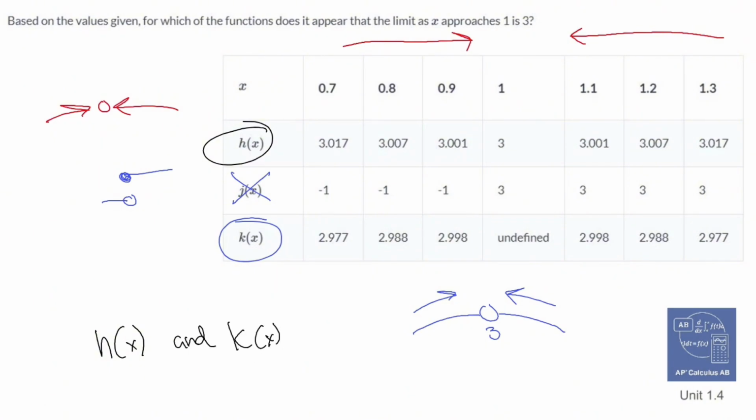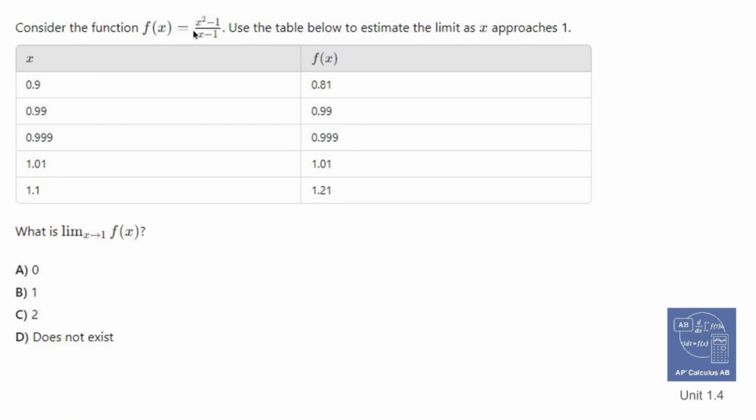Consider the function f of x equals x squared minus 1 over x minus 1. Use the table below to estimate the limit as x approaches 1. Alright, well, in this, I know that I can't plug in 1, because if I plug in 1, I get something that's undefined. That's no good. And I also don't have the value 1 here.